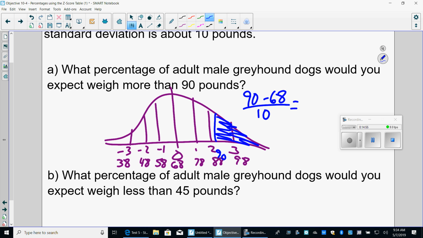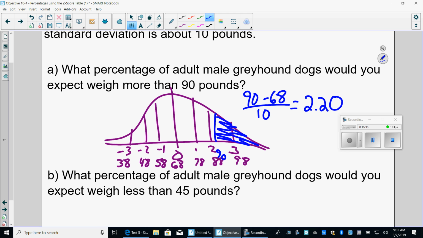All right, what is 90 minus 68 divided by 10? What's the z-score first? 2.2. Everybody agree with 2.2? What's the hundredth? 0. So 2.20 would be how much percentage? 0.9861. But then you want to move that decimal point: 98.61%.